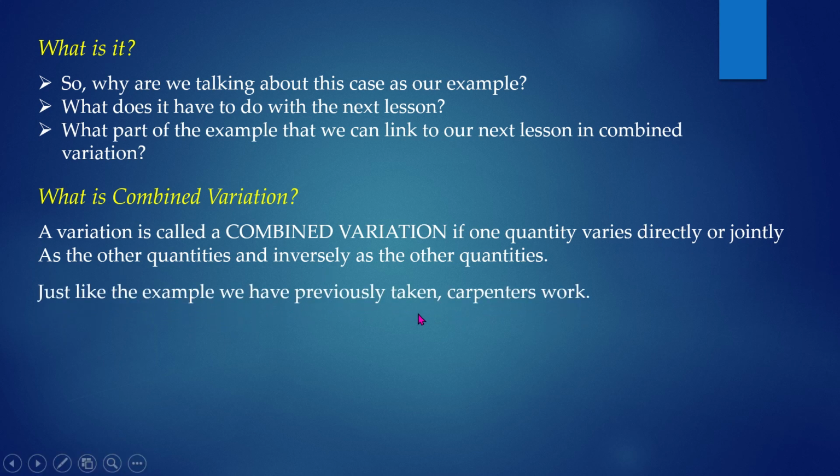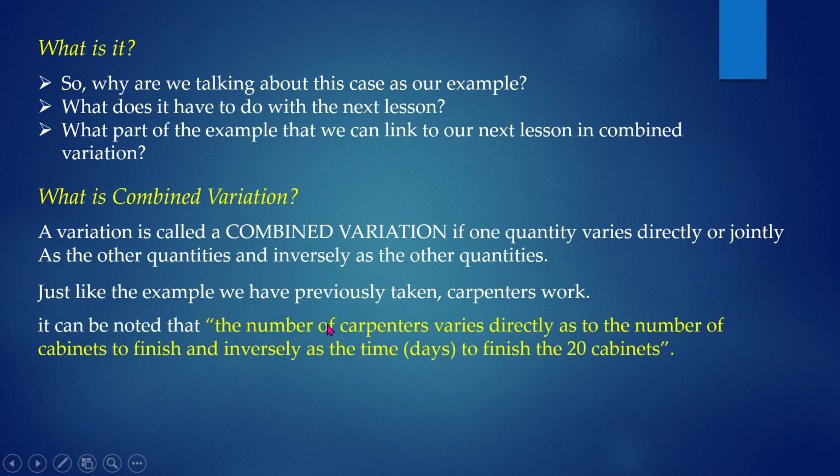Just like the example we have previously taken, the carpenters' work. It can be noted that the number of carpenters varies directly as the number of cabinets to finish. So, direct variation. In Mang Jerry's setup, the constant of variation here is the 20 cabinets. It doesn't change, since their project is to finish making 20 cabinets. To get it done, he divides the 20 cabinets into 5 cabinets per carpenter.